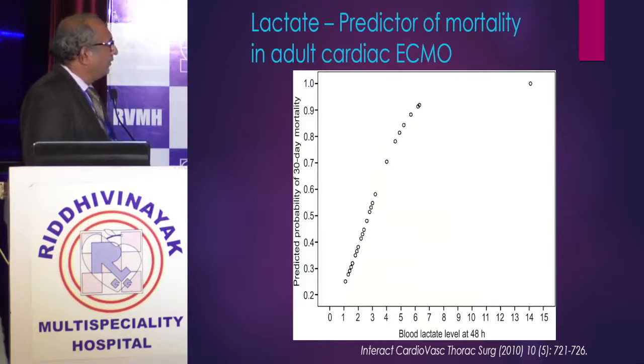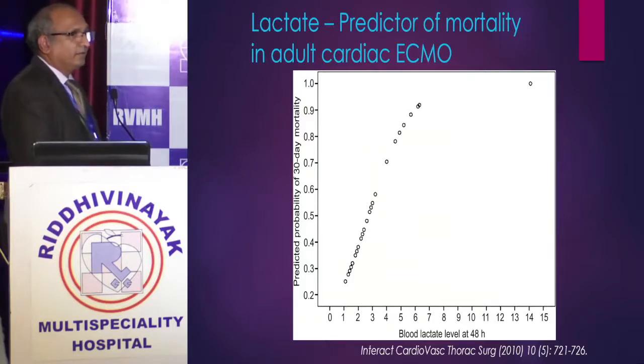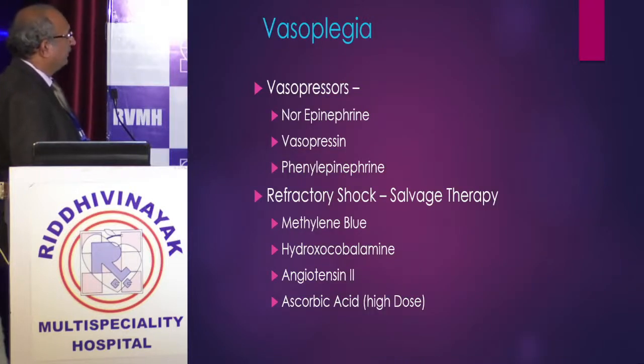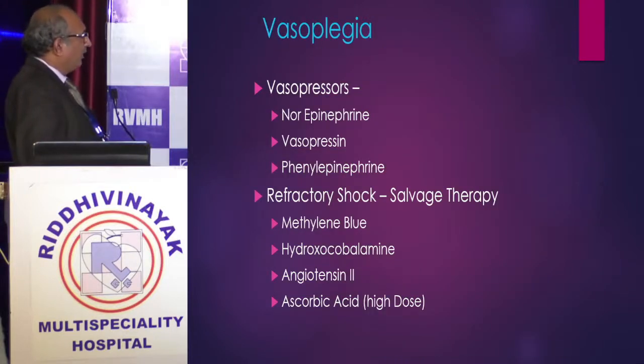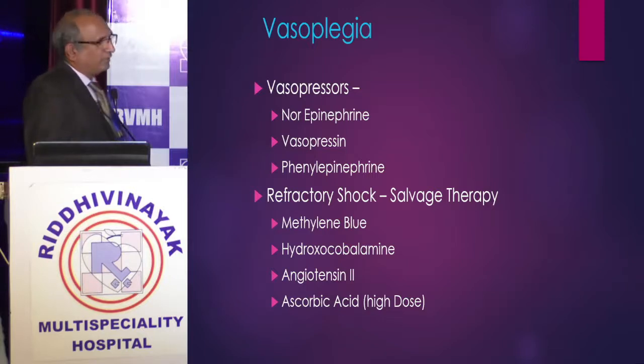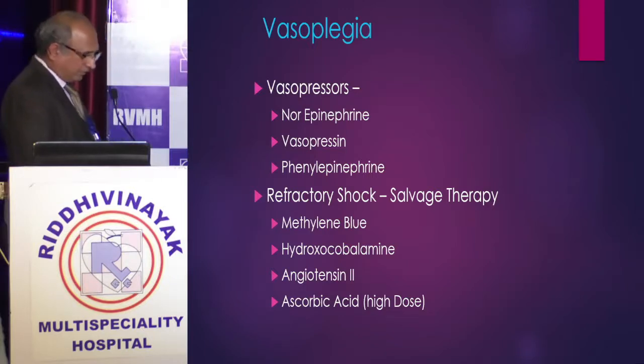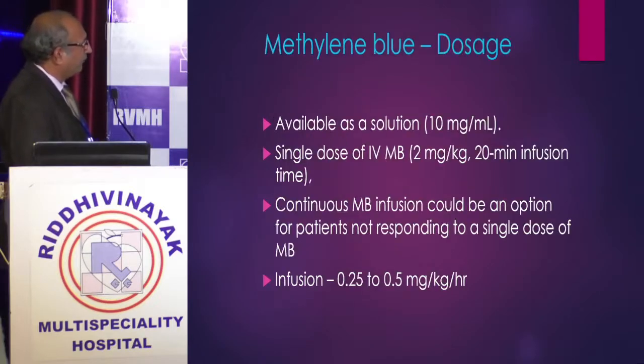So lactate remains a predictor of mortality in adult cardiac ECMO. That is most important, you should remember. So there's vasoplegia, as I told you, managed with noradrenaline, vasopressin, phenylephrine, or for refractory shock, methylene blue, hydroxocobalamin, angiotensin 2, ascorbic acid. These all are on a trial basis. There are no significant papers which say it can be taken as guidelines.